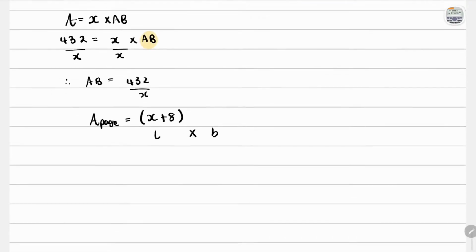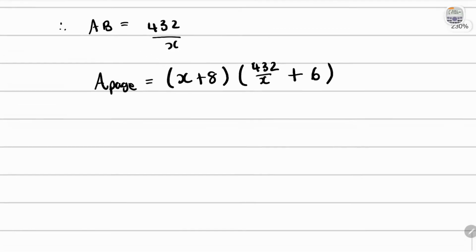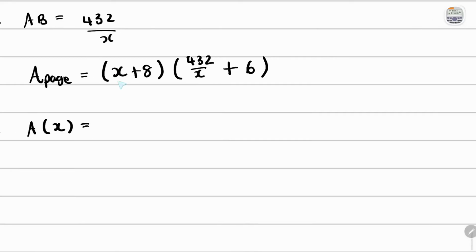So we can just start with the thing with X: 432 over X and then plus 6 centimeters. So that's length times breadth. And now we can see this is in terms of X. So the area of the page in terms of X is equal to, and let's distribute.